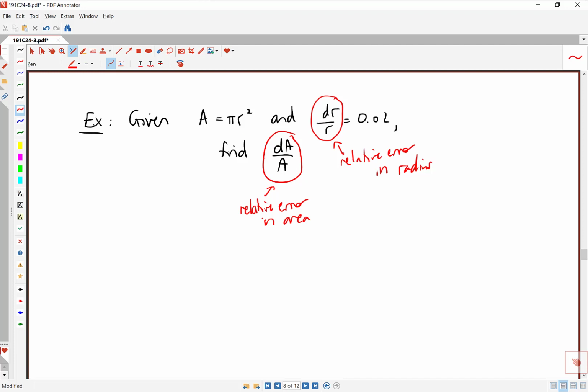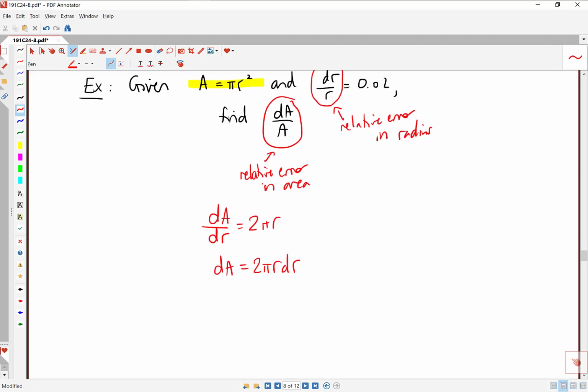All right, so what we're trying to find here, dA over A, we might as well start by trying to find dA. So you could start the problem fresh by going dA by dr. That's just our usual derivative. So take your area formula here, take the derivative, you'd have 2 pi r, and then you can rearrange that to get dA. So just multiply both sides by dr, you'd have dA equals 2 pi r dr. Okay, so now we're close to what we're looking for.